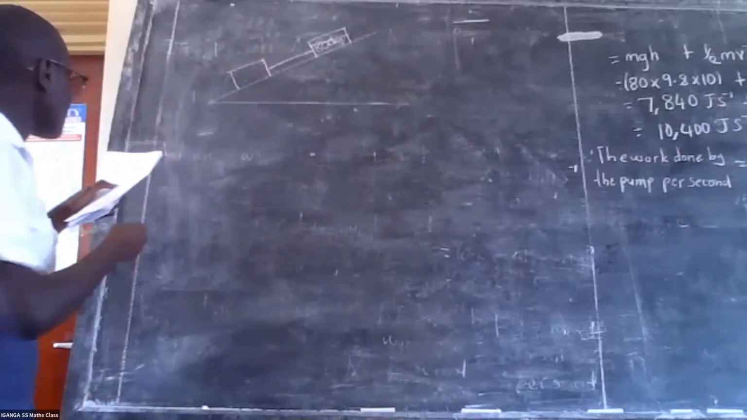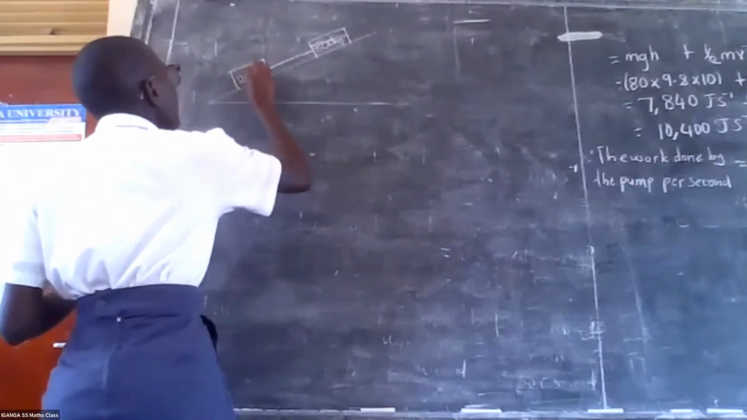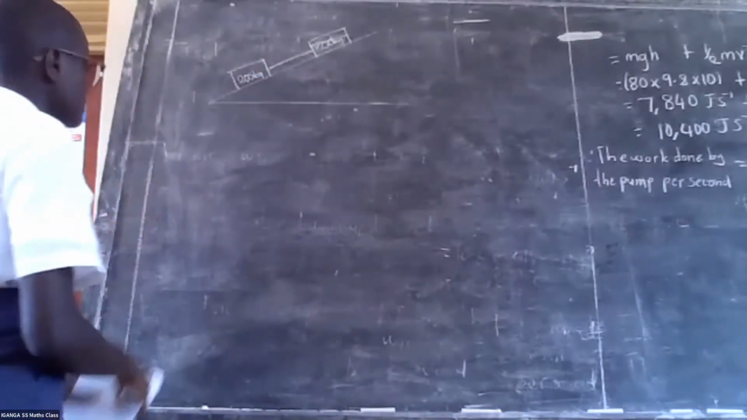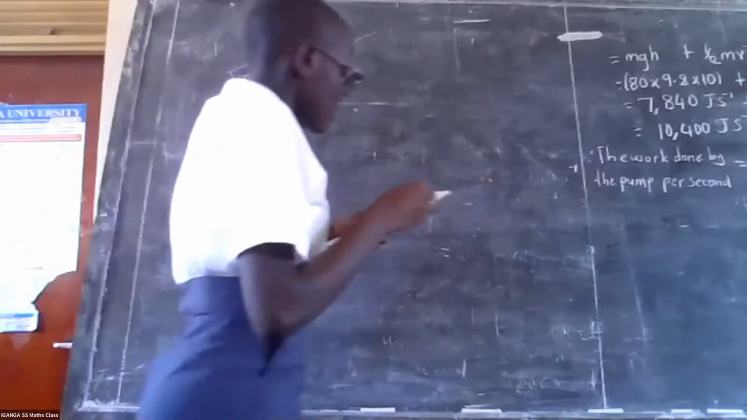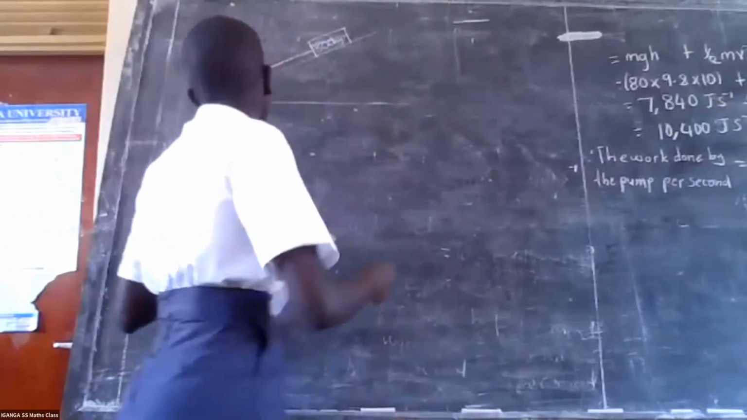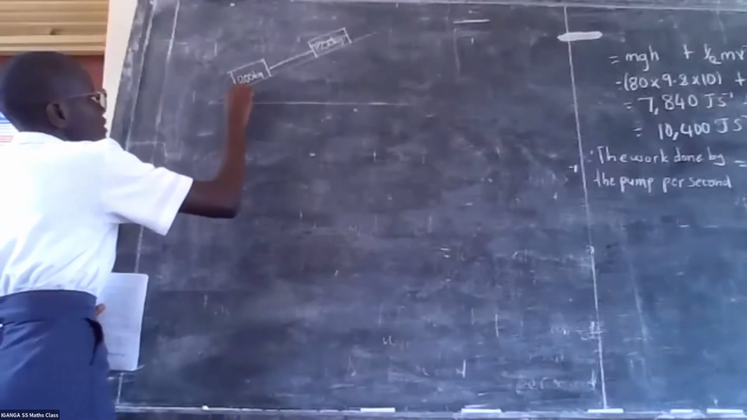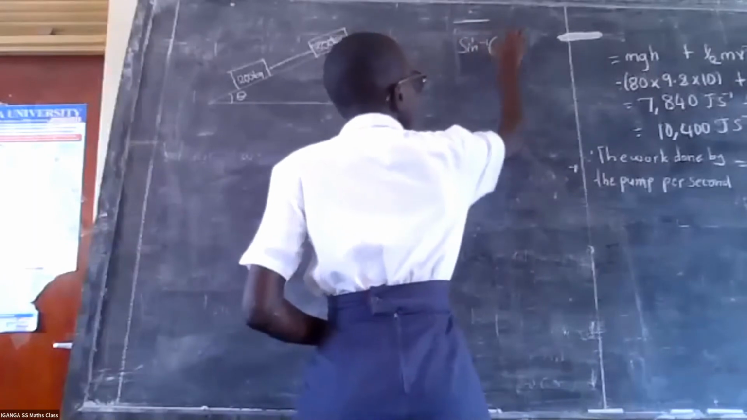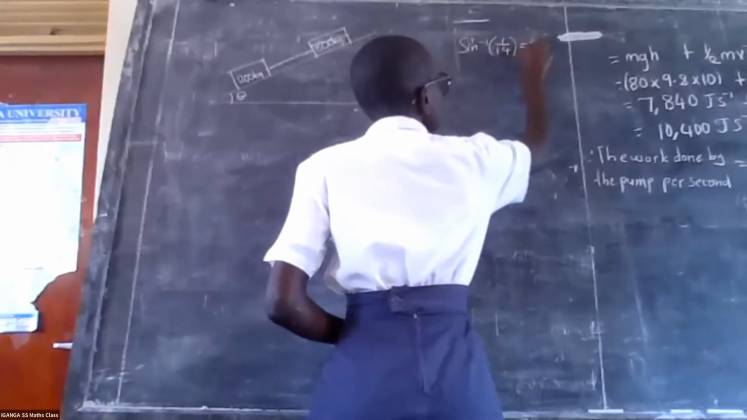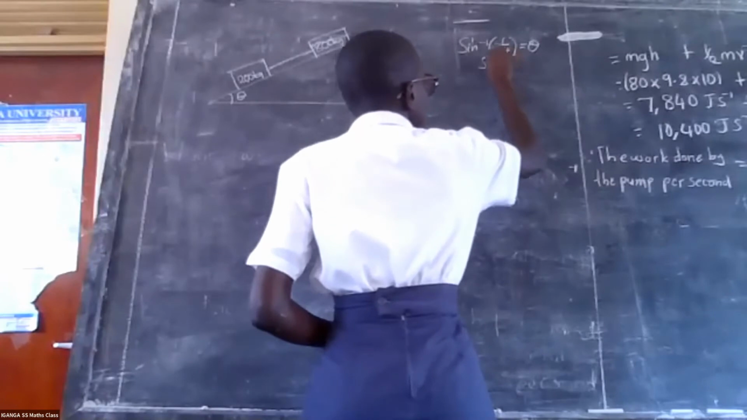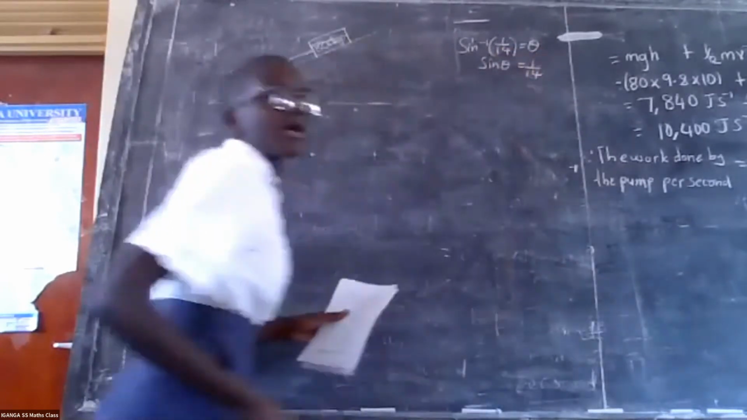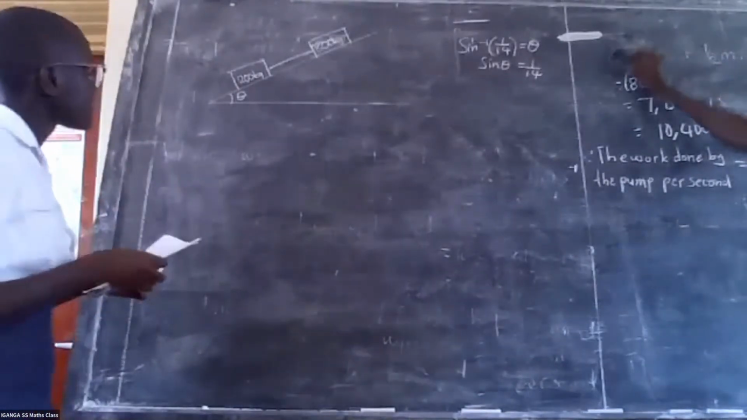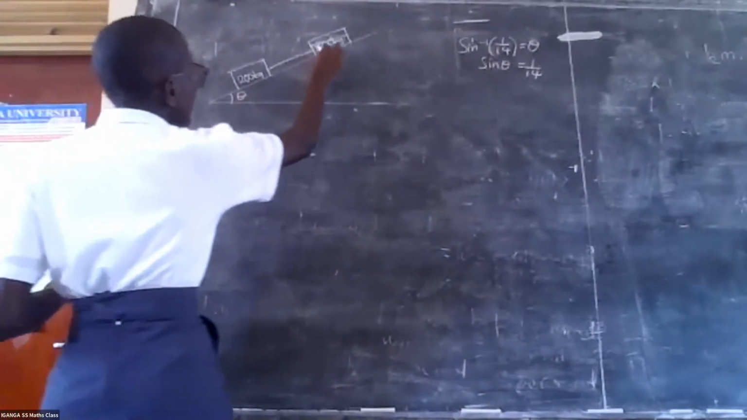We have that car pulling a trailer of 200 kilograms up an inclined plane at an angle of sine inverse of 1 out of 14. So I'm going to let the angle be theta. I have sine inverse of 1 out of 14 equal to theta. Therefore, my sine theta is going to be 1 out of 14.